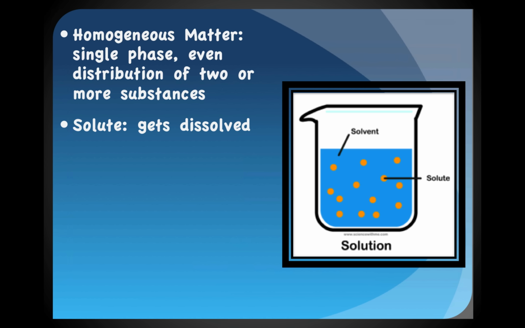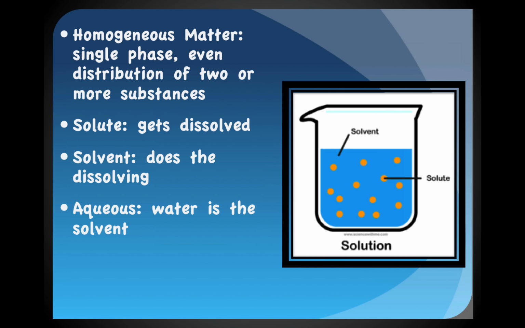A solution is made up of a solute. That's the substance found in the least amount which gets dissolved. And a solution is made up of a solvent, which does the dissolving. It's the substance found in greatest amount. Water is the universal solvent because it can dissolve so many substances. A solution in which water is the solvent is referred to as an aqueous solution.